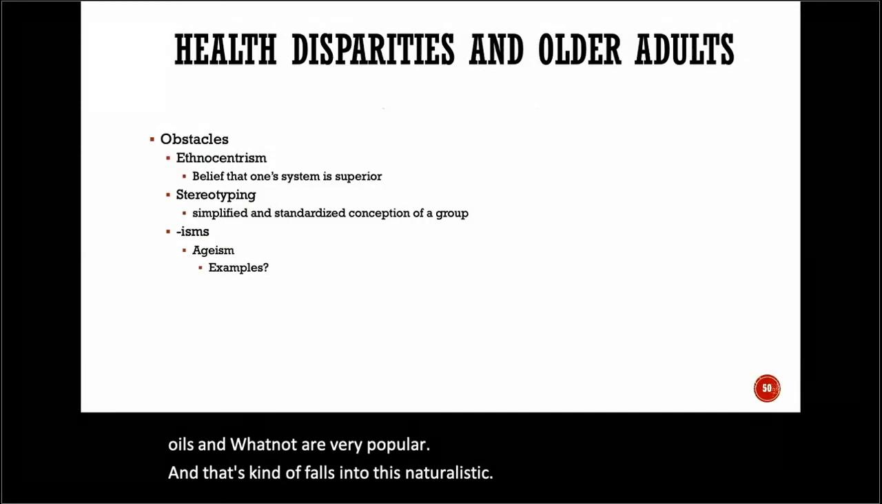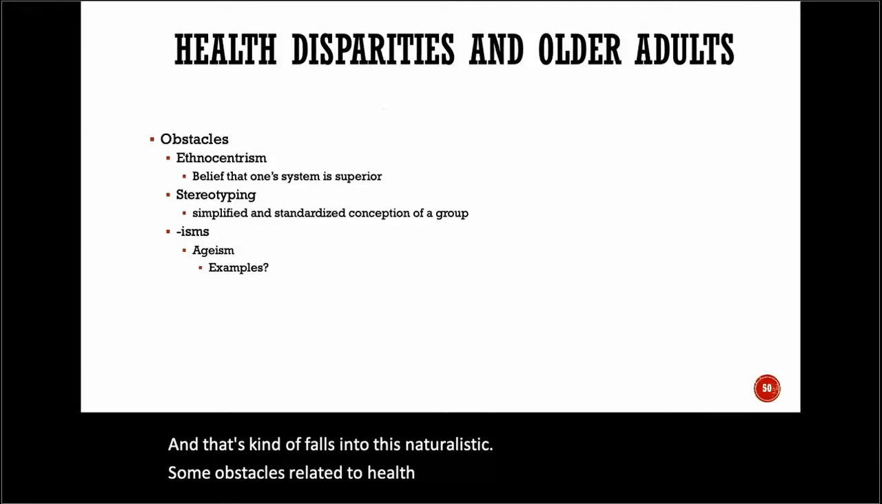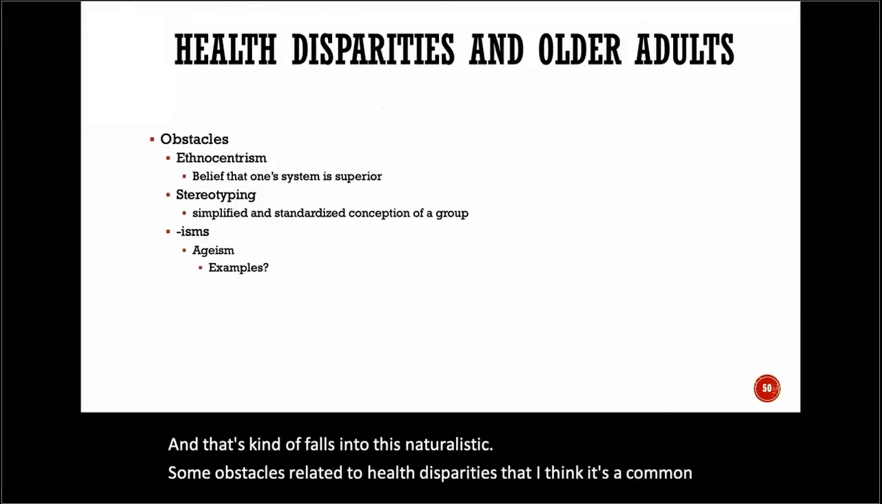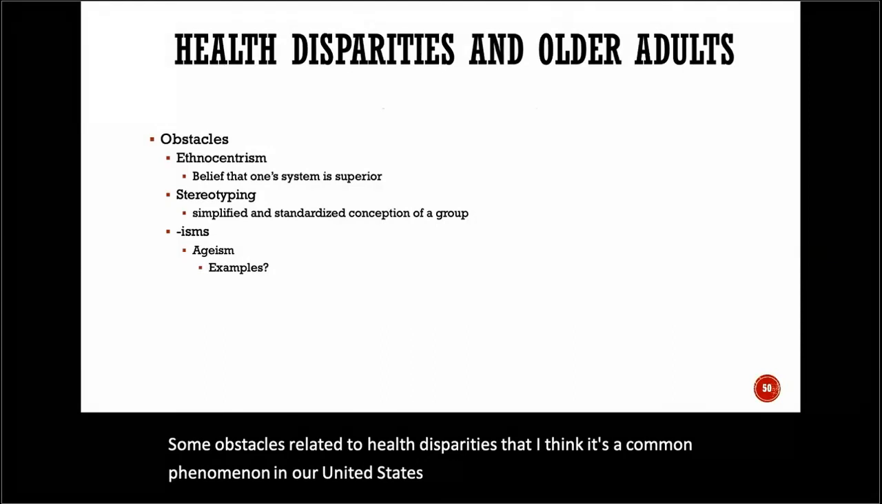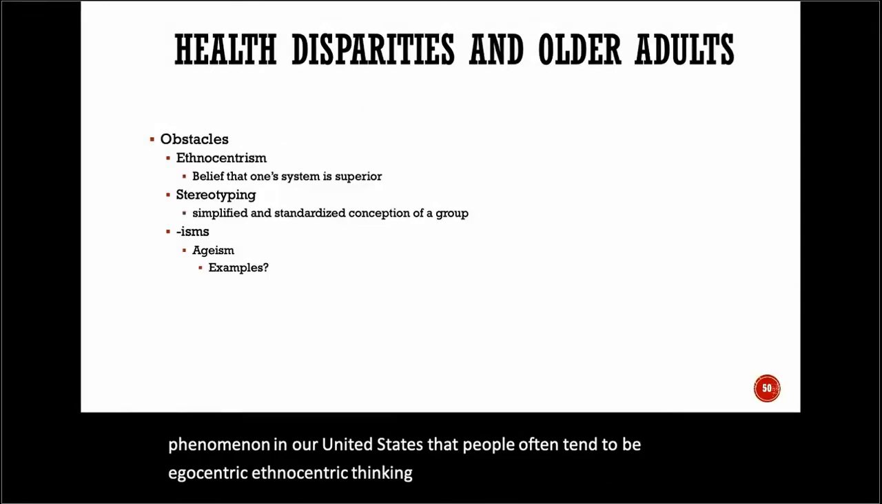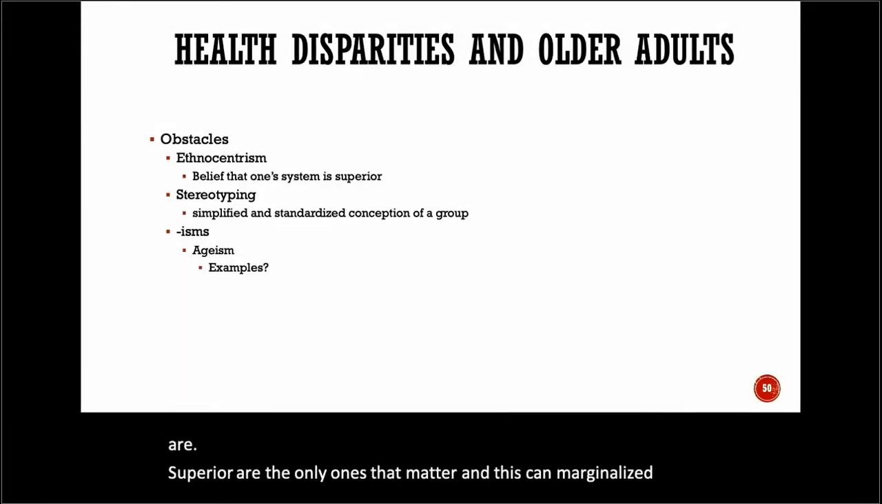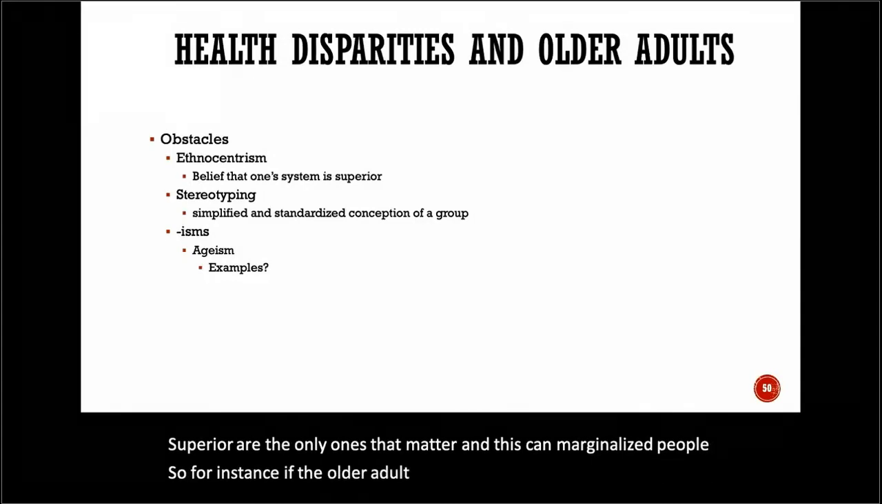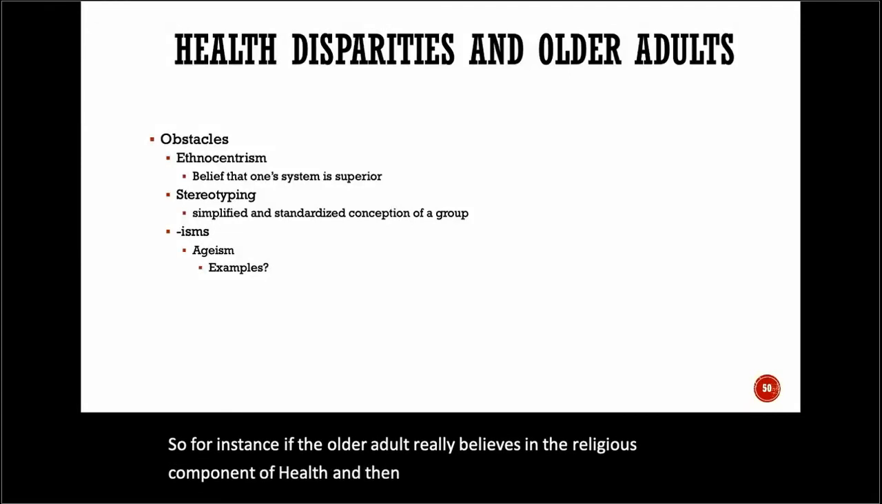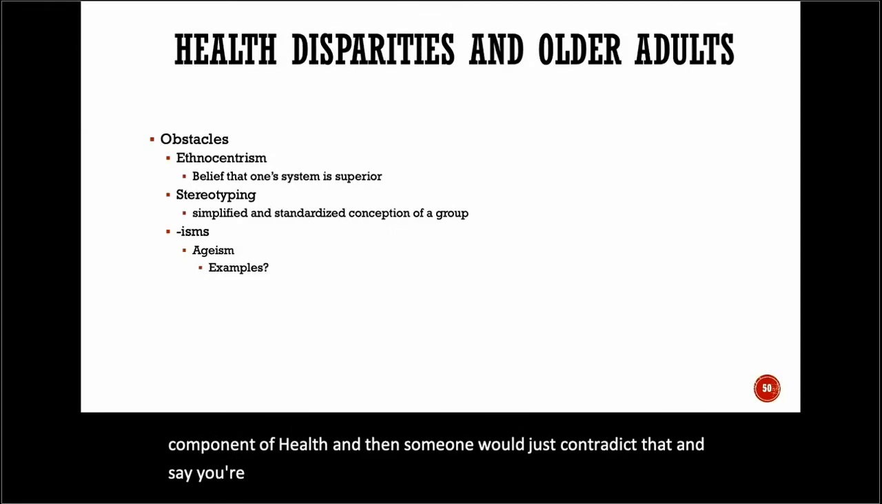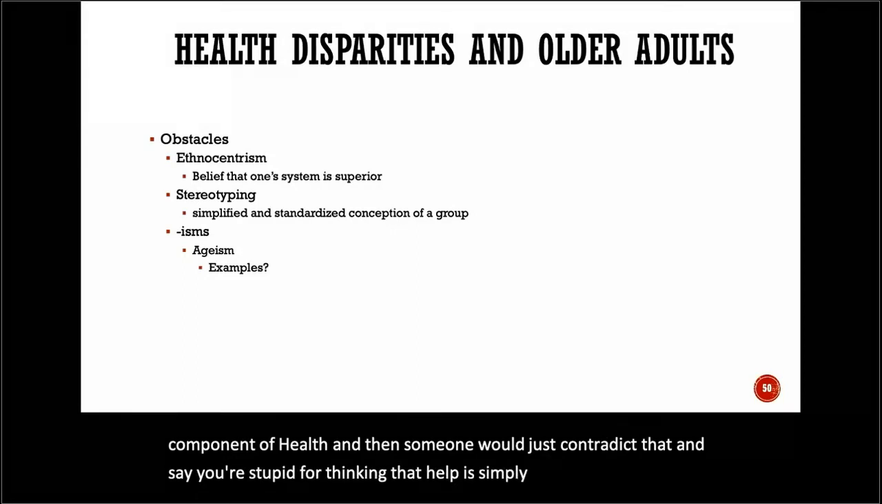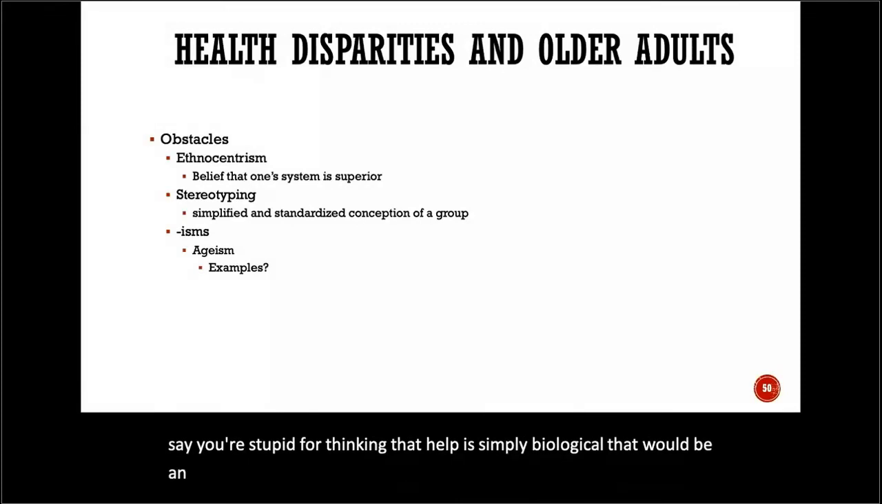Some obstacles related to health disparities: I think it's a common phenomenon in the United States that people tend to be egocentric, ethnocentric, thinking that their ideas about the world are superior or the only ones that matter, and this can marginalize people. So, for instance, if the older adult really believes in the religious component of health, and someone contradicts that and says you're stupid for thinking that health is simply biological, that would be an act of ethnocentrism. I've certainly seen it happen in healthcare.